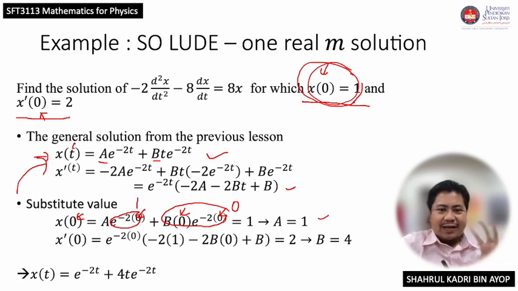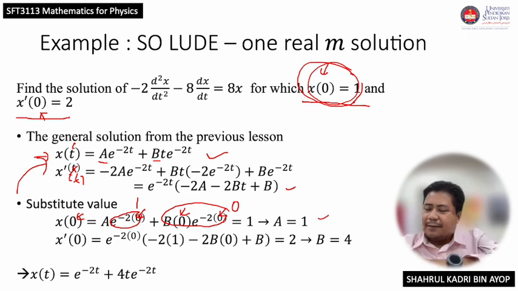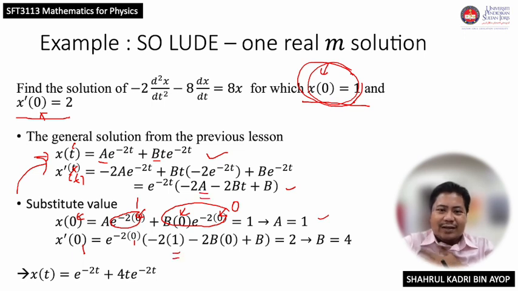Next, we want to get B. Sorry, this is wrong, this is the large T. Then substitute t equal to 0 in the first derivative. Because we know that A equal to 1, we substitute A equal to 1 inside.